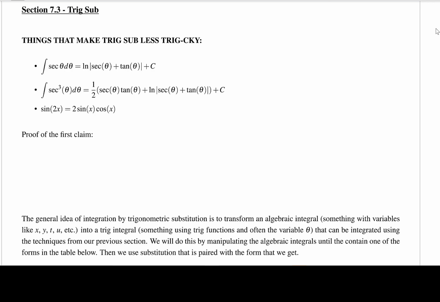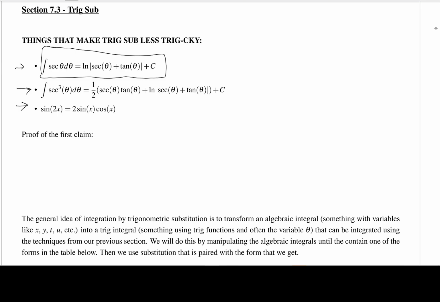Okay, so in this section we're going to be exploring what's known as trigonometric substitution. And the three things we're going to need to know for this section, kind of like you can think of them as identities, trig integrals, are going to be these three things right here. And so this first thing, actually, this integral of secant theta, we're going to prove it. It's kind of going to be like our introduction to Trig Sub.